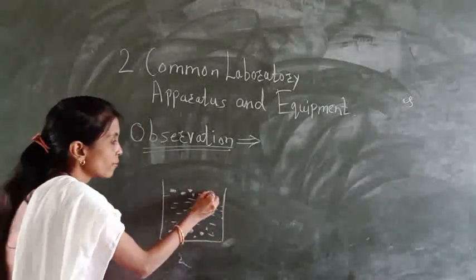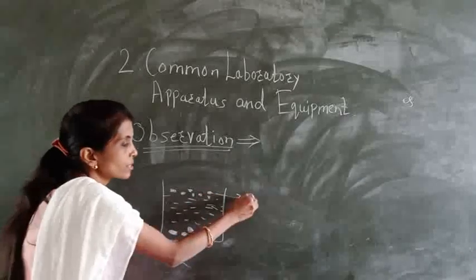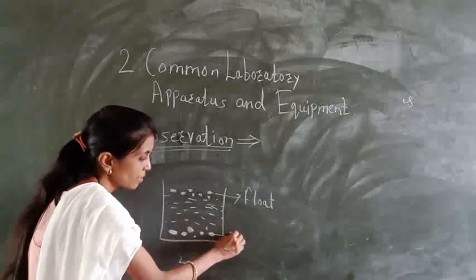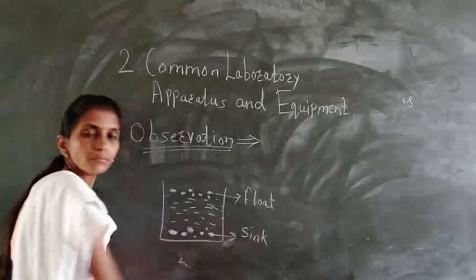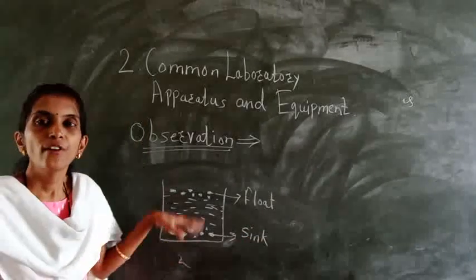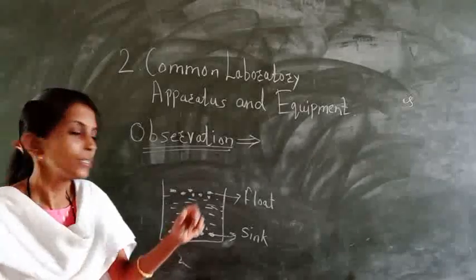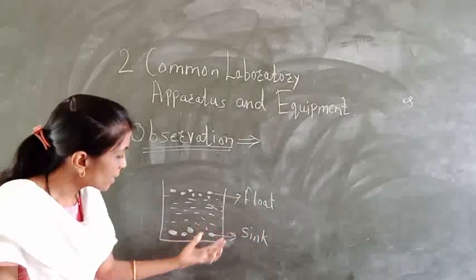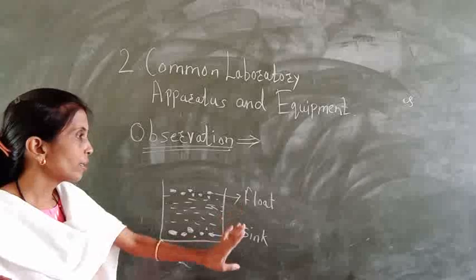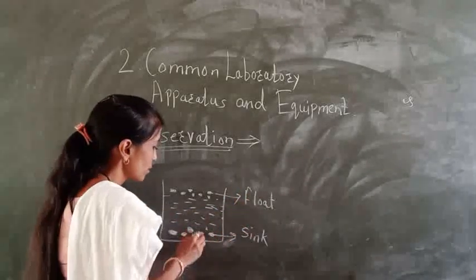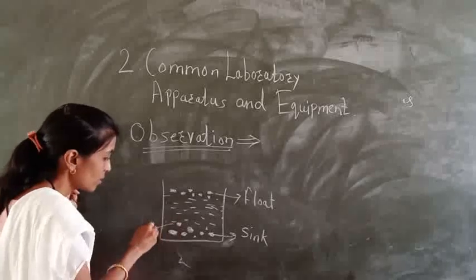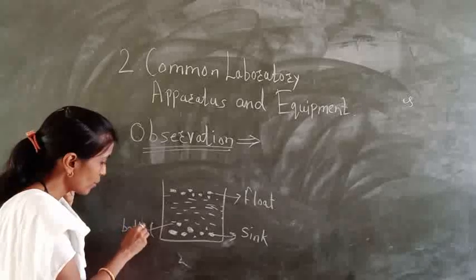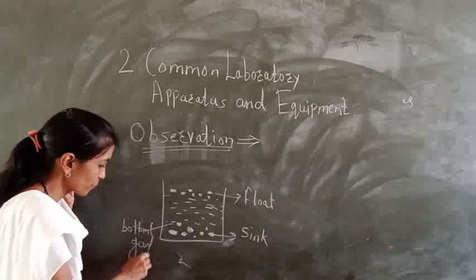Some seeds float, and some seeds sink in the water. Okay, sink in the water. So the farmer observed that the seeds that are good, the seeds that are of good quality, sink in the water. Okay, so that means what? The good seeds sink at the bottom of the water. Okay, sinking at the bottom means it is the good one.